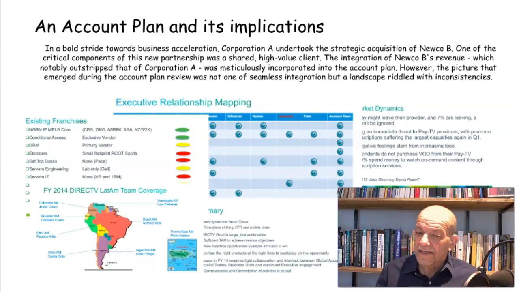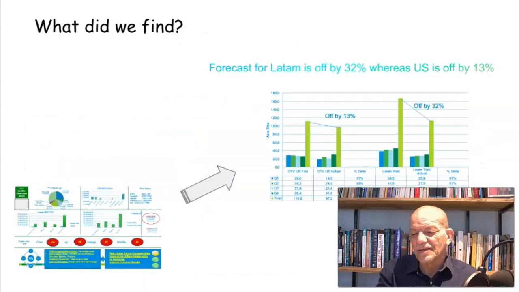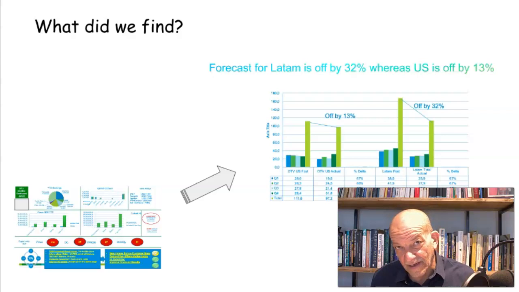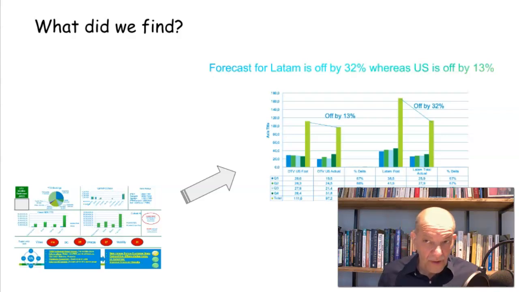But as we delved into the details of the account plans with the new acquisition, we started to find some issues, some problems related to the forecast. The numbers were not matching. You see, this red circle was saying that we were encountering issues regarding the projection of the forecast. So we had a 32% difference in Latin America and 13% off in the US of projected forecast. That was just the first approach.